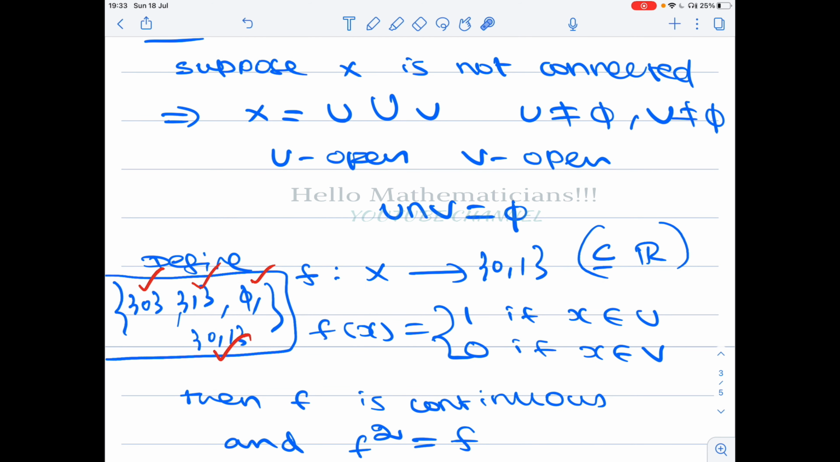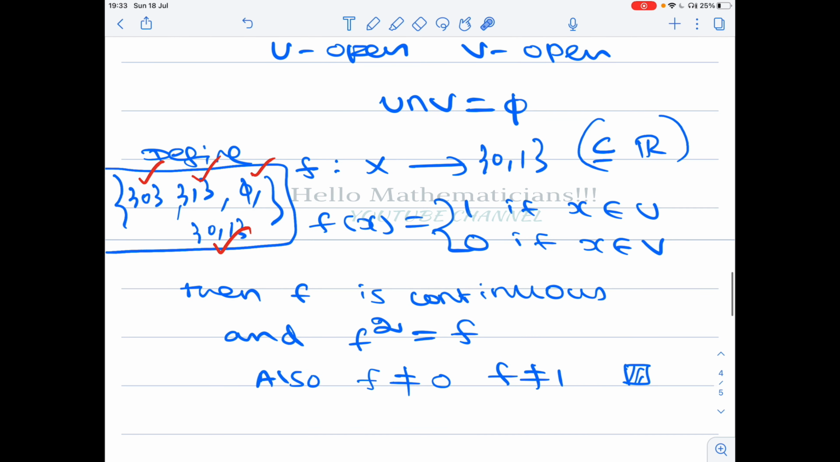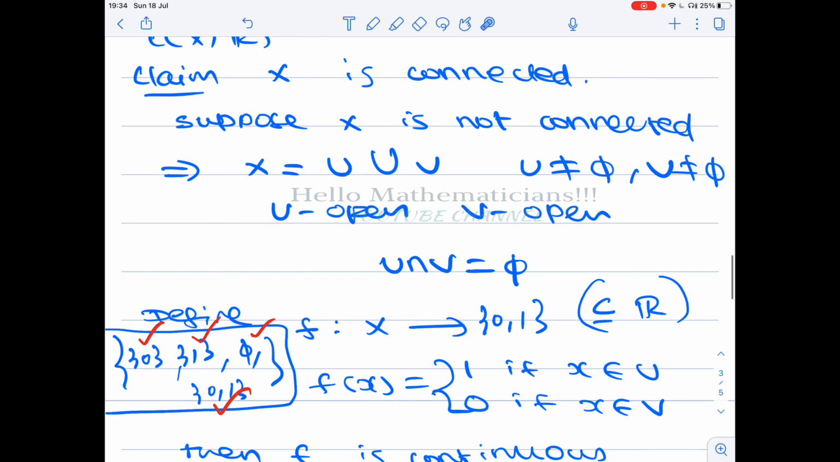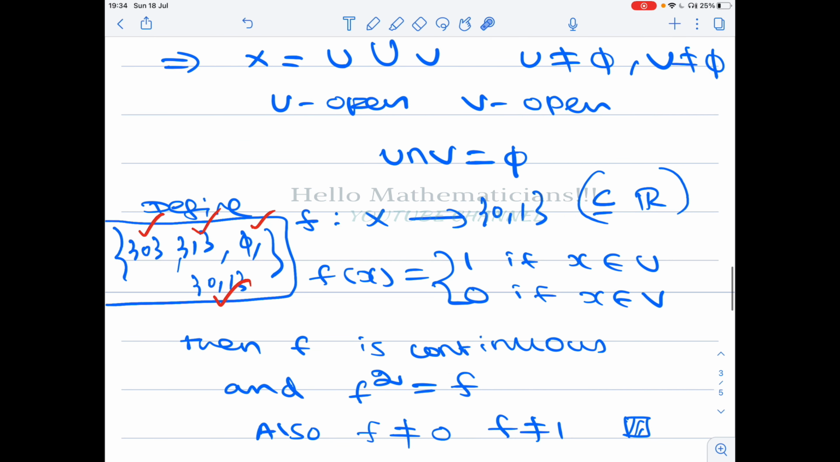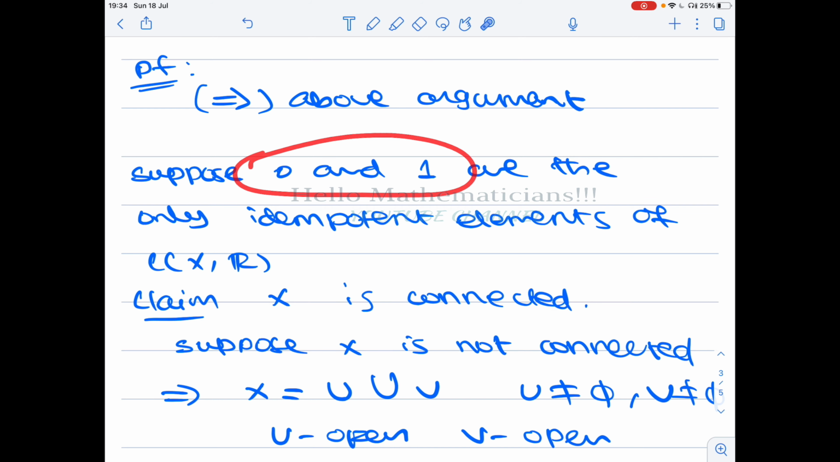Clearly f is not the constant function 1, and f is not the constant function 0, because U is not equal to empty and V is not equal to empty, so f will take both the values 1 and 0. Now if you calculate f squared, it will be f. Therefore f is an idempotent element also, and it is not equal to constant function 0 and not equal to 1. Therefore if X is not connected, then there will always be an idempotent element not equal to 0 and not equal to 1. This concludes the proof. This is a contradiction because we assumed that 0 and 1 are the only idempotent elements.